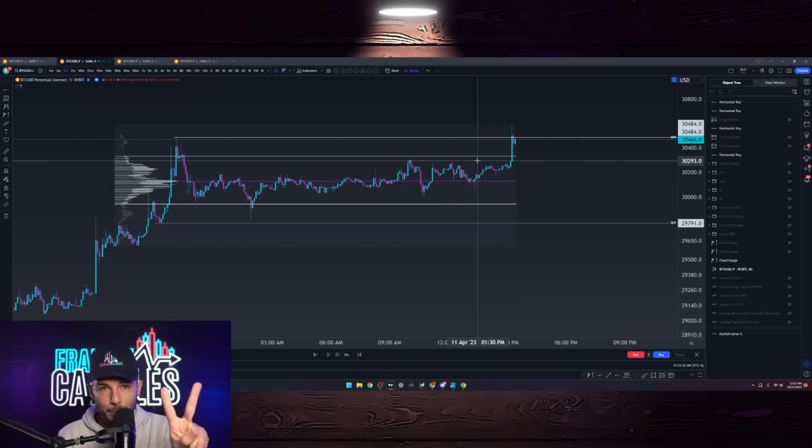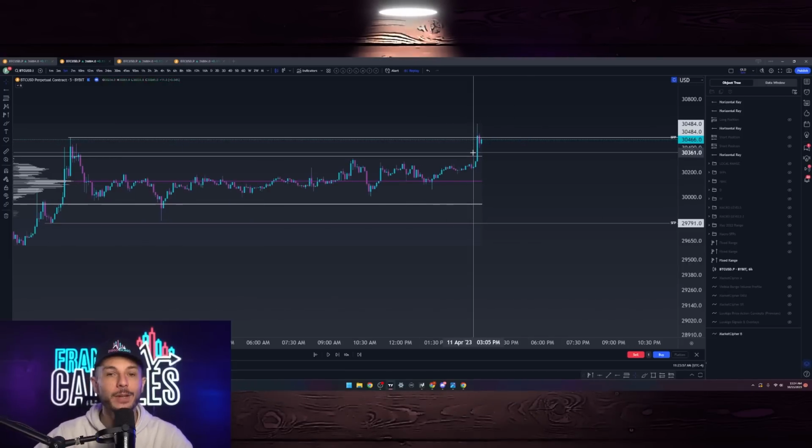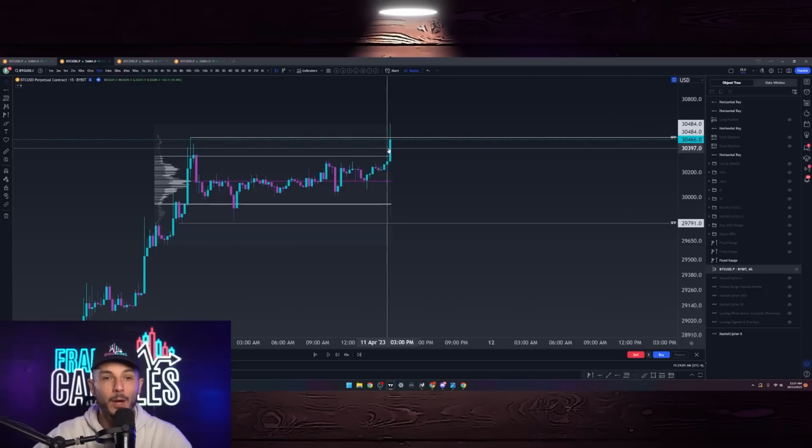So number one, you want to have your SFP levels. Number two, once price reaches your level, you go down to the lower time frames and you're looking for multiple things. You're looking for a swing failure on the lower time frame. You can also look for bearish divergences into that key SFP level. And I also use Lux Algo and Market Cipher for extra confirmation, and I'll show you how to do that in just a second.